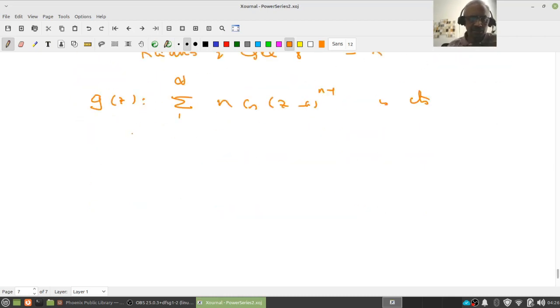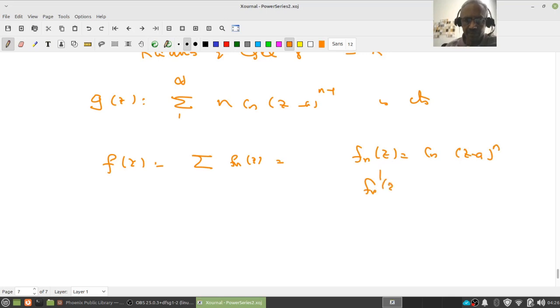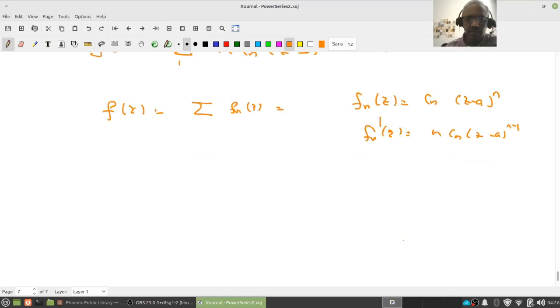What is the next one? Next one is, let's look at the power series f of z. What do I know is this is f1 of z. What is f1 of z? f1 of z is cn z minus a to the power n. And what is f1 dash of z? That is n times cn z minus a to the power n minus 1. Right?